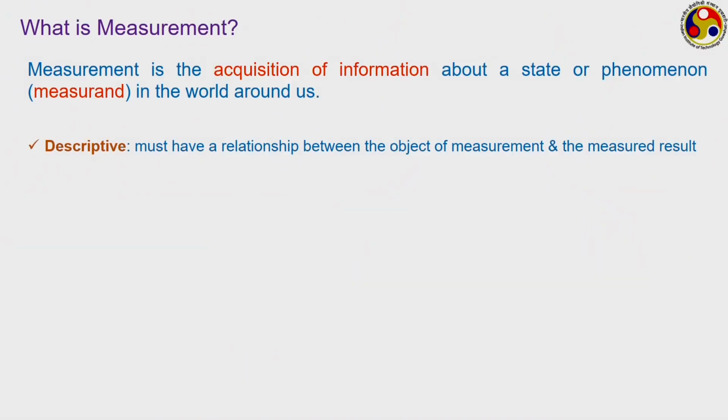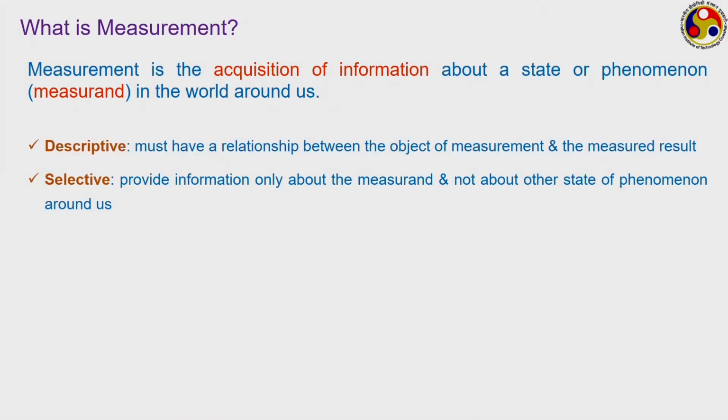So any measurement should satisfy three conditions. The first one is descriptive, that means it must have some relation between the object of measurement and the final output that we are going to get. Like suppose someone is going to measure temperature using a thermometer. Now a thermometer is a device, and you are expecting it to give the temperature of wherever we are taking that thermometer to, but it should not give you in return the IQ of the person who is using it, because there is no relation between the two.